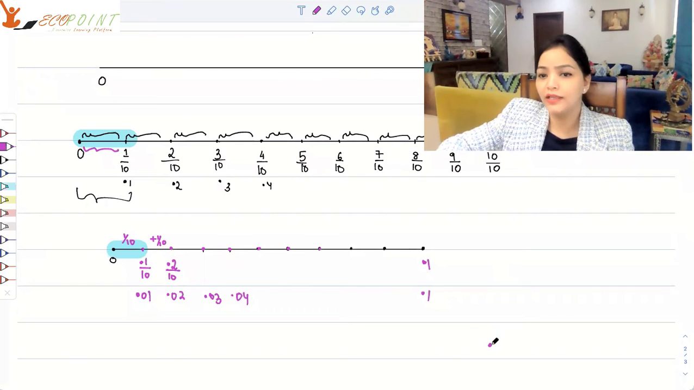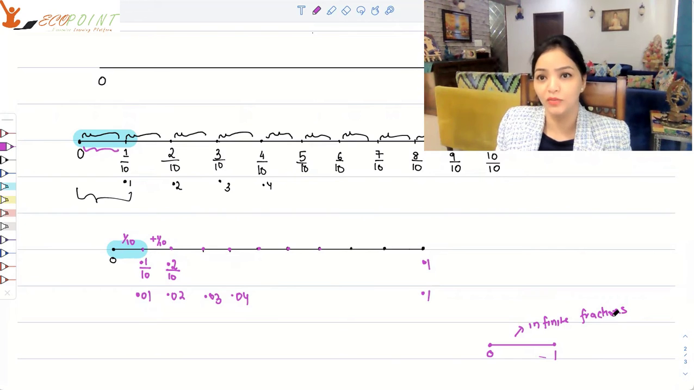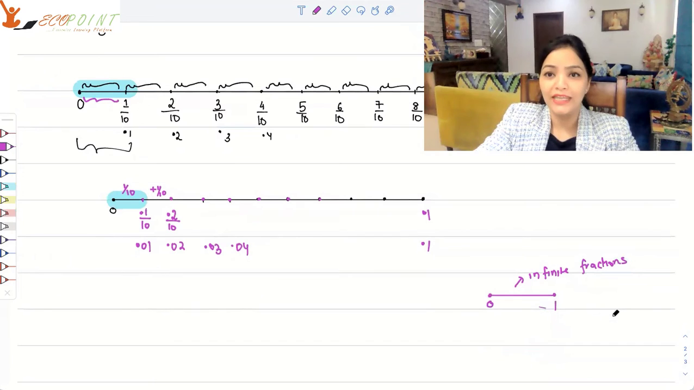So any two whole numbers that you take, you can have infinite fractions in between, because you can create infinite fractions in between. And that is why, in totality, you have infinite rational numbers. But what is infinity? I'm going to leave it for another video. Right now, I would like to display something else on this line.